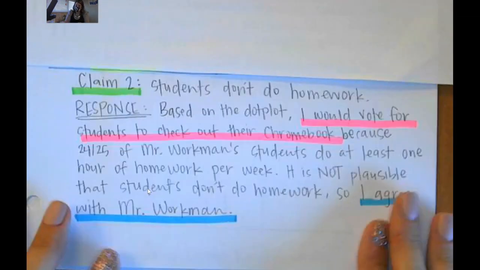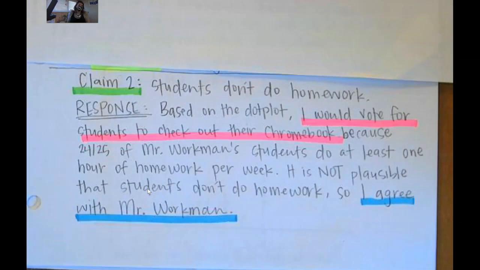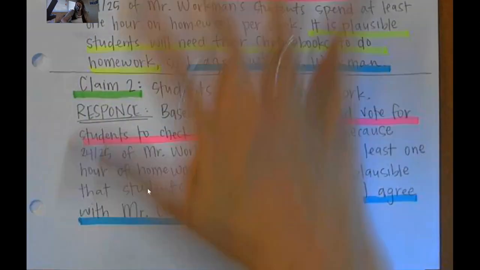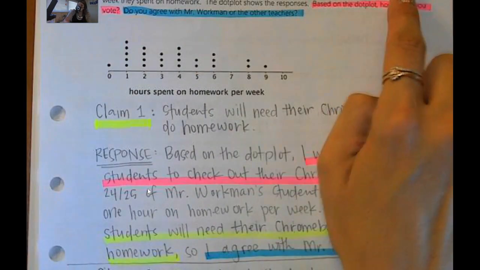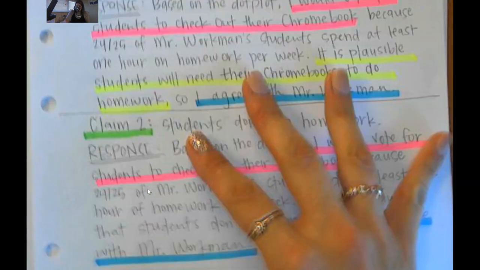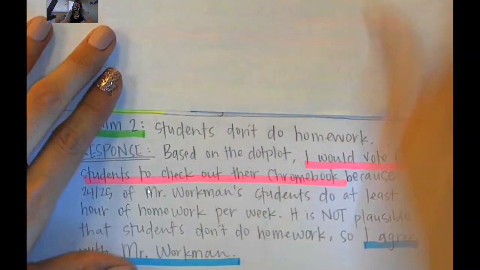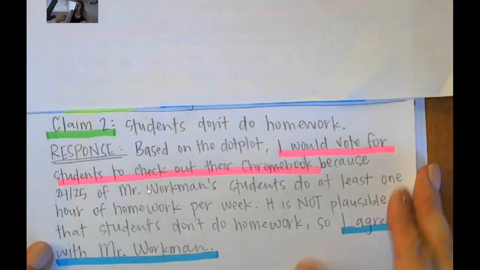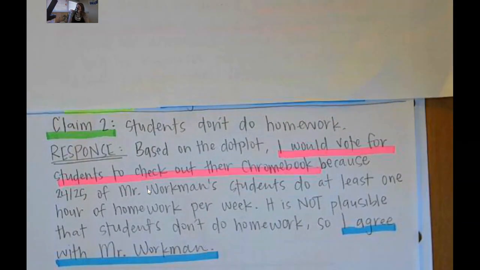Claim 2. Students don't do homework, and that's specifically in the problem. The several teachers claim that their students don't do homework. So claim 2, students don't do homework. Response. Based on the dot plot, I would vote for students to check out their Chromebook because 24 of 25 of Mr. Workman's students do at least 1 hour of homework per week.